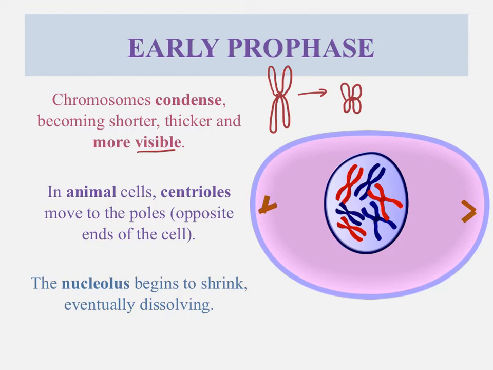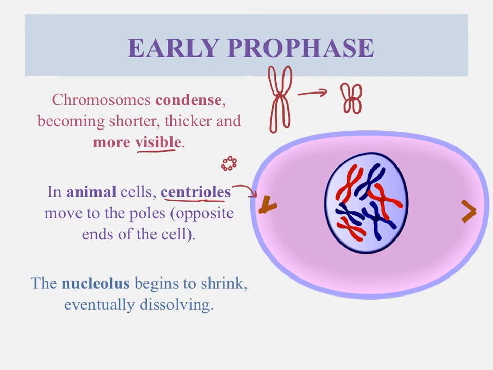In our cells as well, we can see that the centrioles, which are those cell organelles that you should have noticed or learnt about last week, they're lots of tubes in a little circle, they move to the poles.